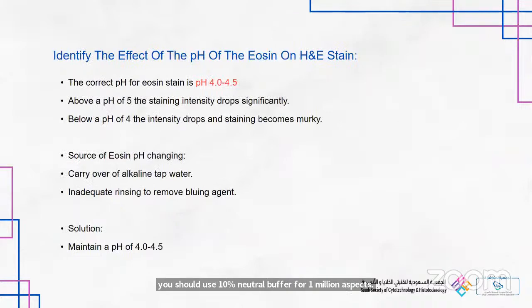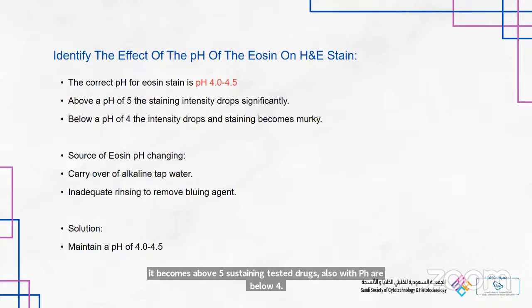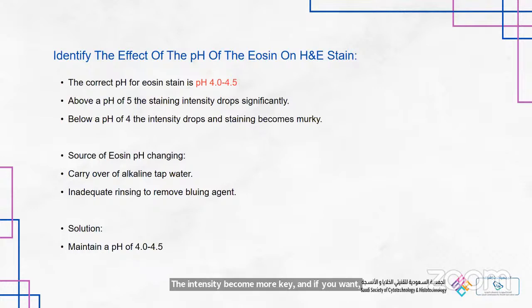Here we go talking about a different problem related to eosin. It might be darker or lighter, and this happens because of the effect of pH level. When it becomes above 5, the staining intensity drops. Also, when the pH is below 4, the intensity becomes murky. And if you're wondering how this pH change happens, it's because the alkaline solution used to differentiate the nuclear staining, when bluing, is carried over into the eosin and raises the pH.